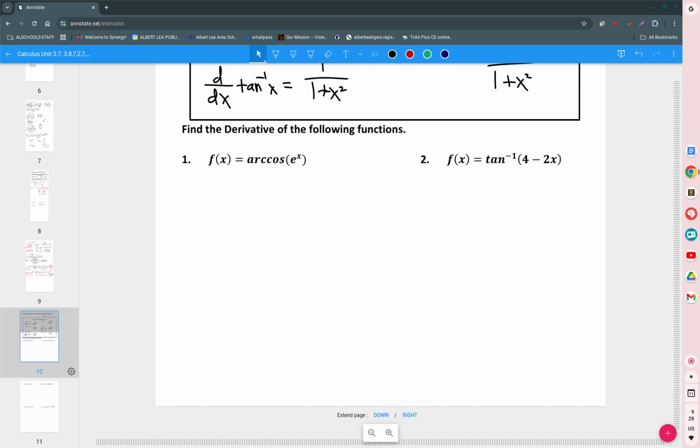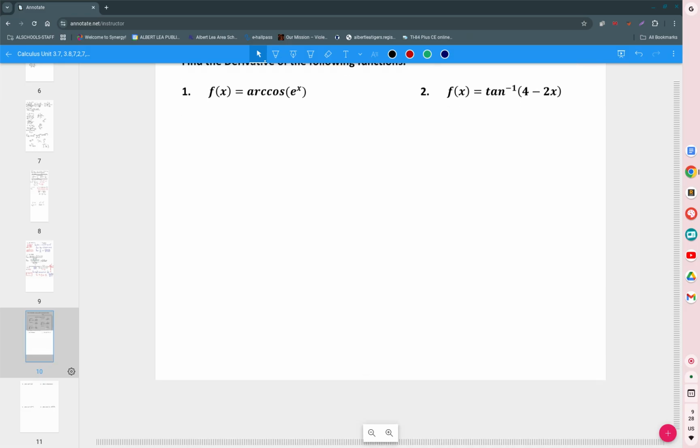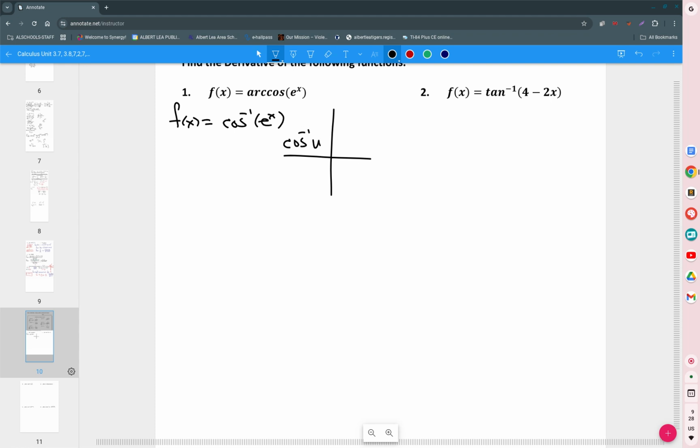So, let's go. I don't care how you think about it. It's up to you. We have 6 problems to get through. I have f of x is equal to, if you'd rather write it as cosine inverse of e to the x, if that helps you to think of it that way, then go ahead. Anybody want to guess what rule we're going to use? Chain rule, very good. Way to go, Mika. The outside is cosine inverse of u, and the inside is e to the x.